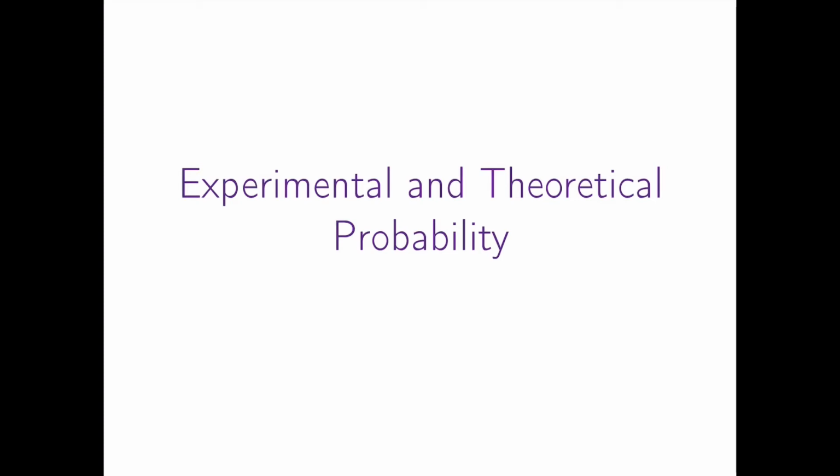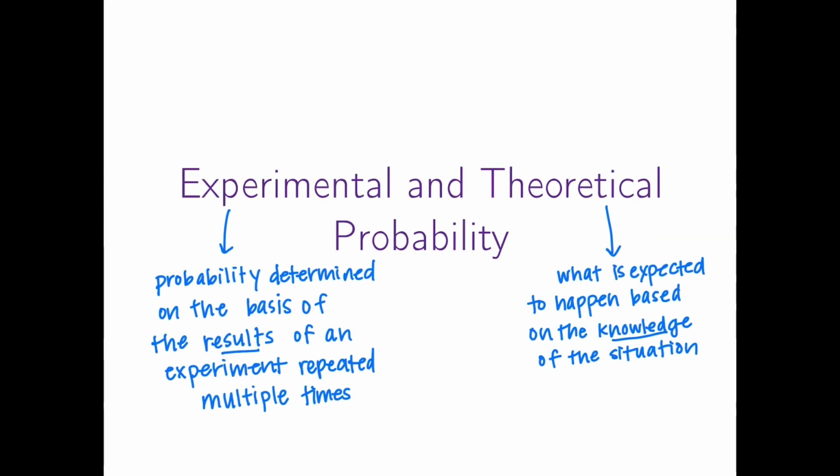This video is about the topic experimental and theoretical probability. Before we jump into any examples, let's make sure that we understand the difference between an experimental probability and a theoretical probability. An experimental probability is the probability determined on the basis of the results of an experiment that you've repeated multiple times. The theoretical probability is what is expected to happen based upon your knowledge of the situation.